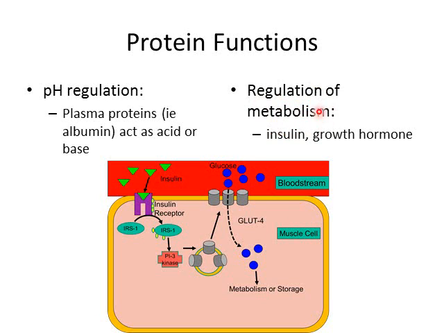Another important function of proteins is regulation of metabolism. Some examples of this are insulin and growth hormone. Those are protein hormones that are responsible for dictating metabolism of other cells. This is showing insulin, which is a protein, binding to an insulin receptor, which leads to glucose being brought into the cell. So that's helping regulate metabolism in that way.